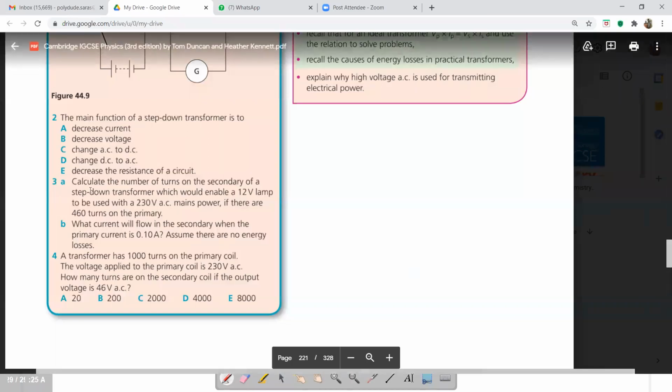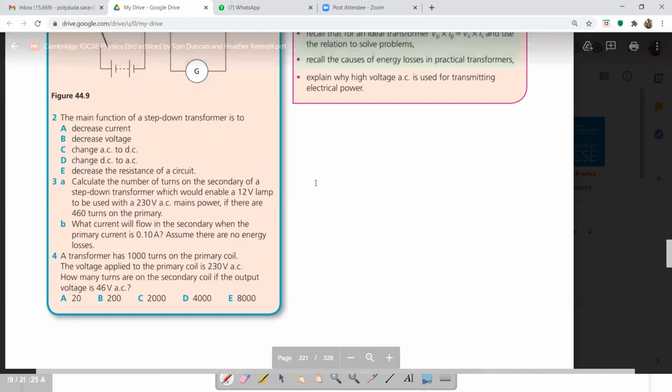So here is a question on transformer equations. It's question number 3 and it has two parts, A and B. Let's try to see the first part. Calculate the number of turns on the secondary of a step-down transformer which would enable a 12-volt lamp to be used with a 230-volt AC mains power if there are 460 turns on the primary.